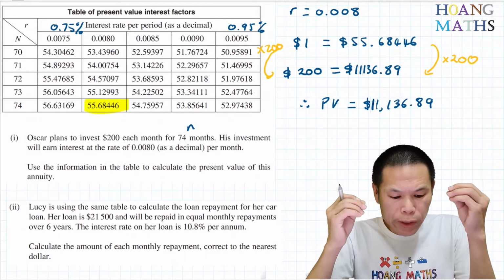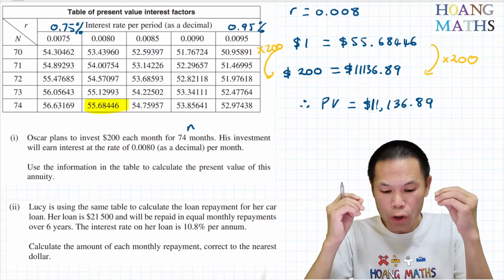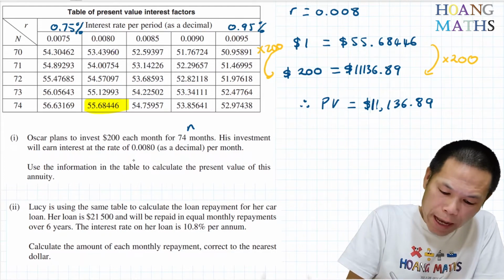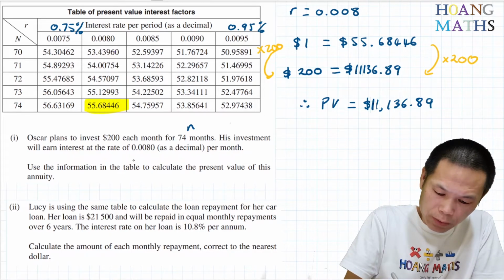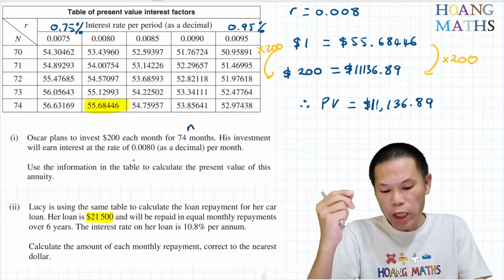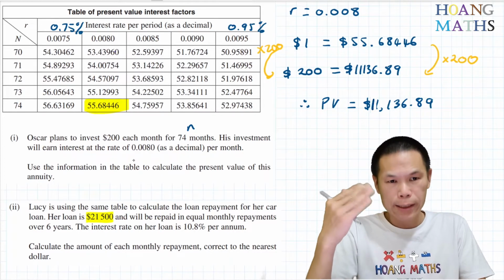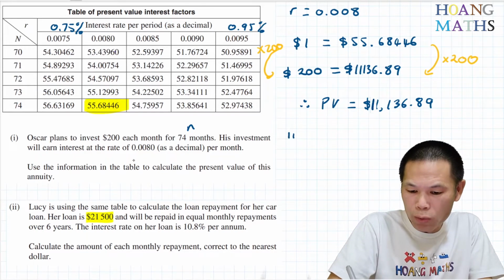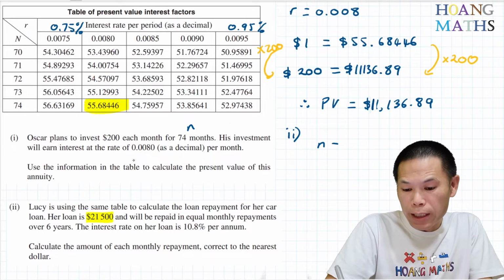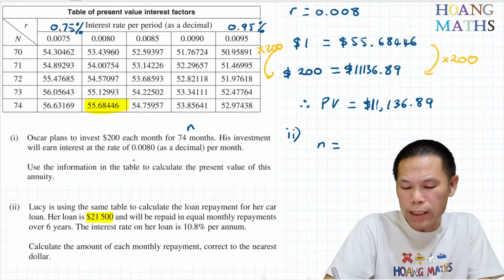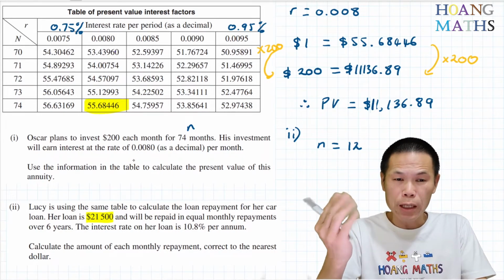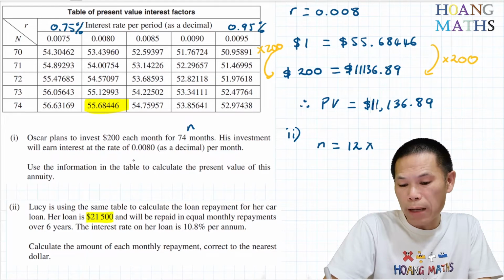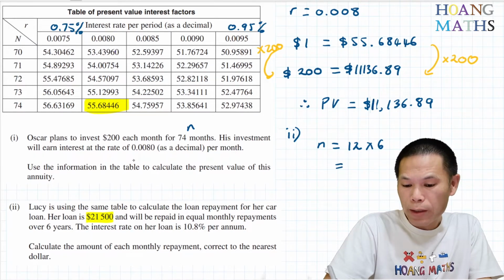Part 2. Lucy is using the same table to calculate the loan repayment for her car loan. Her car loan is $21,500 and will be repaid in equal monthly repayments over 6 years. So we know that is a monthly repayment. Let me just write part 2. The monthly repayment: there are 12 months in a year, so in 1 year Lucy will pay 12 times. She pays for the next 6 years, so N is 12 times 6, which gives me 72.